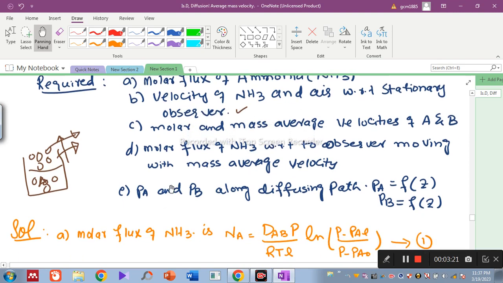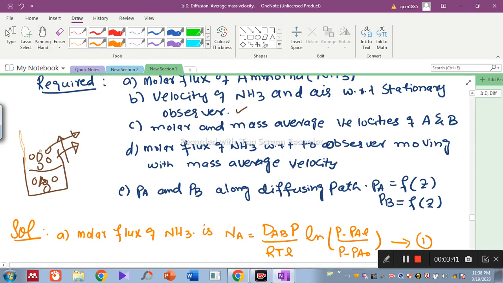And part number E, what is the partial pressure of ammonia and what is the partial pressure of air along the diffusion path? So this is the diffusion path. The diffusion path is this one. Suppose this is the diffusion path.